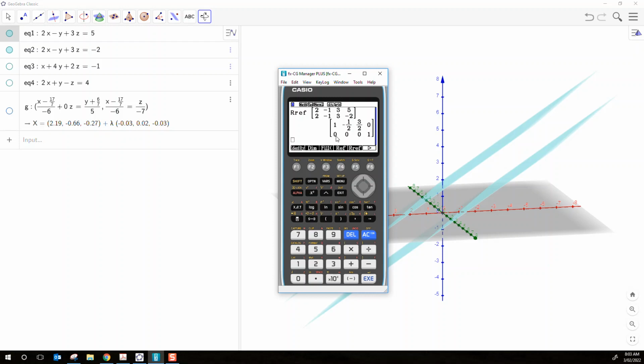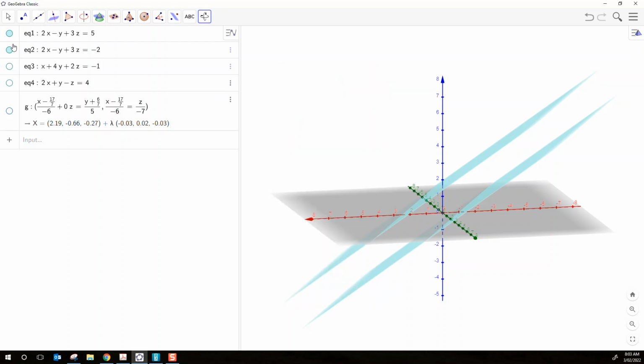If you've done a Gaussian elimination process or reduced row echelon form, you end up with a statement like this where all of the coefficients are 0 and then there's still a non-zero constant. You have inconsistent equations. There is no solution. As you can see here, these planes are parallel. That's that one. Now let's take a look at a different situation.